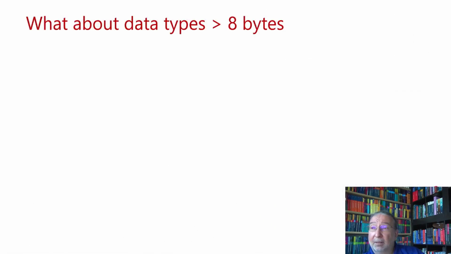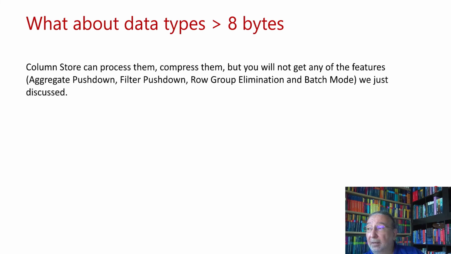Yes. So what about data types larger than 8 bytes? Column Store can process them, but it tries to compress them, but you will not get all of the features we talked about. So no aggregate pushdown, no filter pushdown, no row group elimination, and limited batch mode, because they just can't process it in one go. So they have to shuffle around the data and loop through it. It's just not as optimal. It works, no question there, but you lose efficiency.